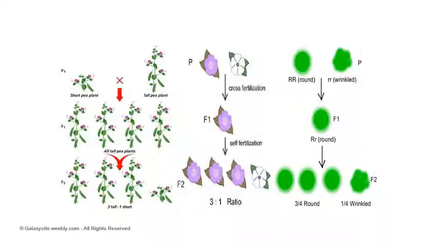Now you can see in the F1 or first filial generation, dominant characters are being expressed, and when they are self-pollinated, then in the F2 generation the ratio will be 3:1. 3 with the dominant characteristic and 1 with the recessive characteristic. So 3/4 of it is round and 1/4 is wrinkled.